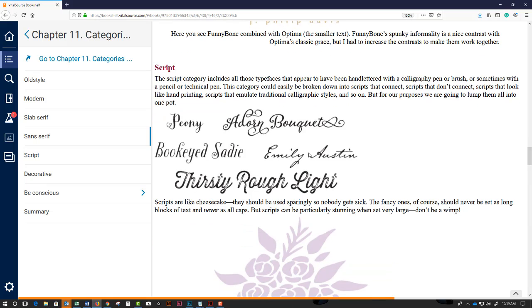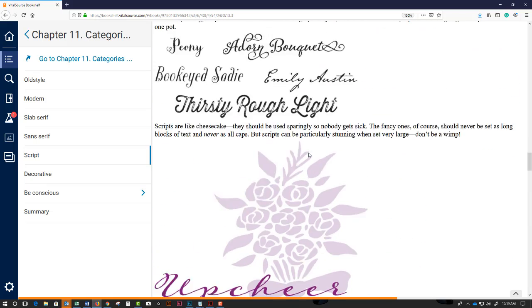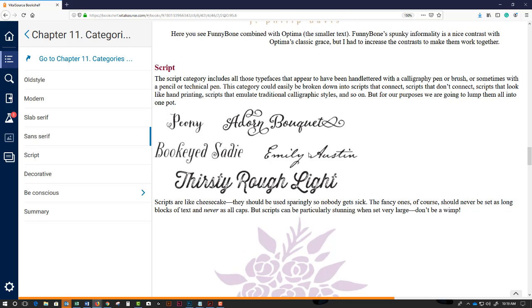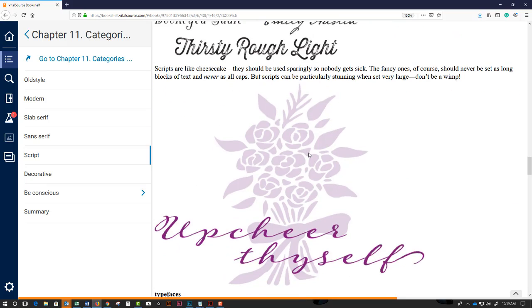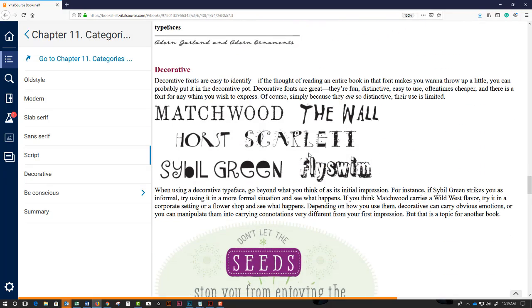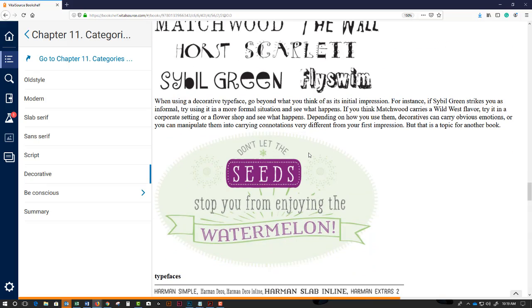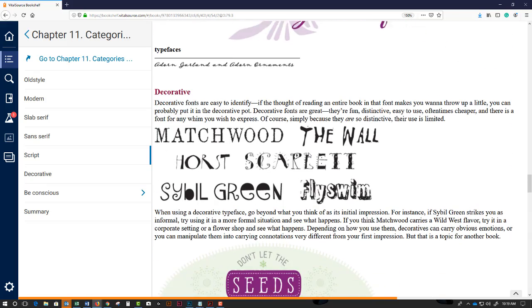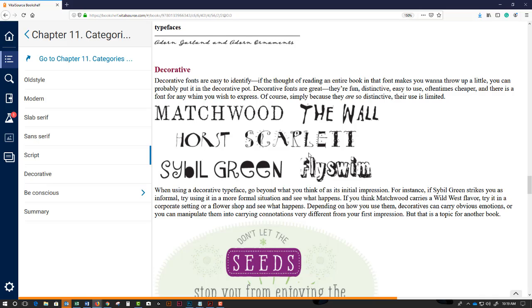This is script, and script in your book is broken into two categories, just informal and formal. And then there's decorative, which is a combination. And I just want to repeat this because I have to repeat it a lot. Take for example this decorative typeface here, Matchwood. Look at it. Doesn't it look like a serif? It is a serif, correct? What type of a serif?